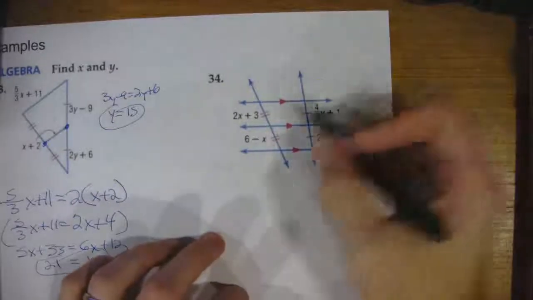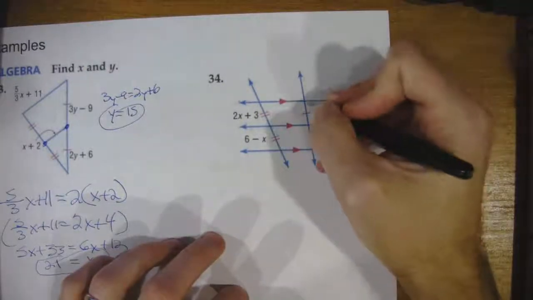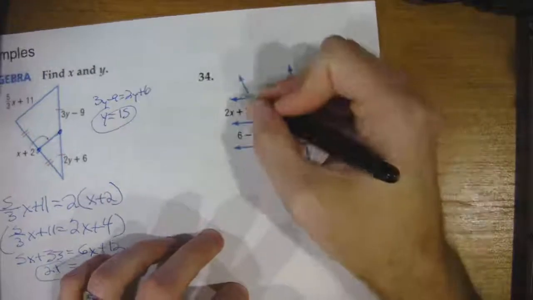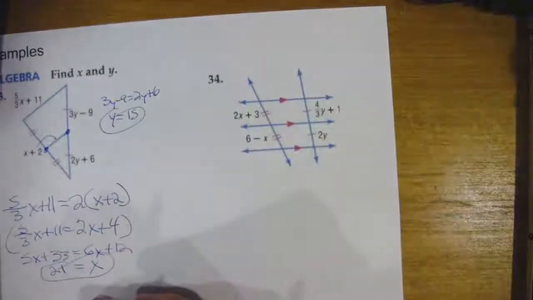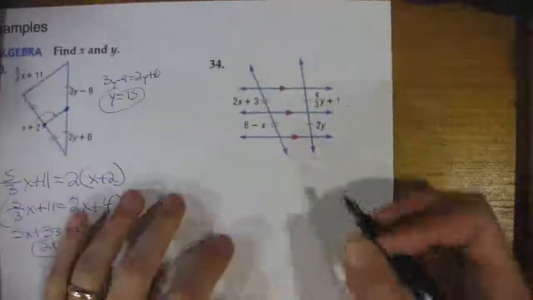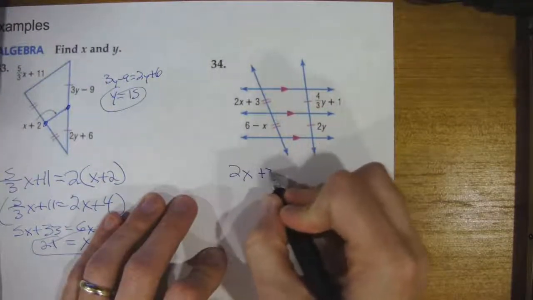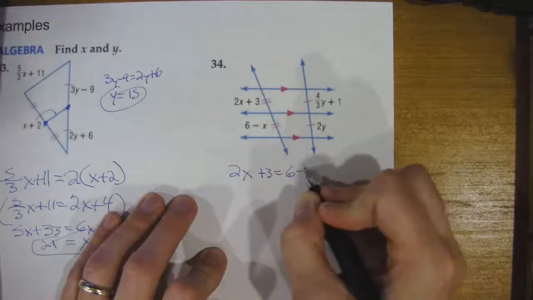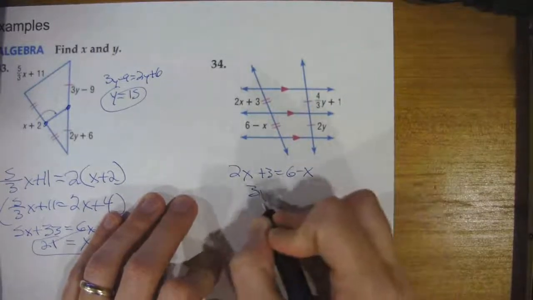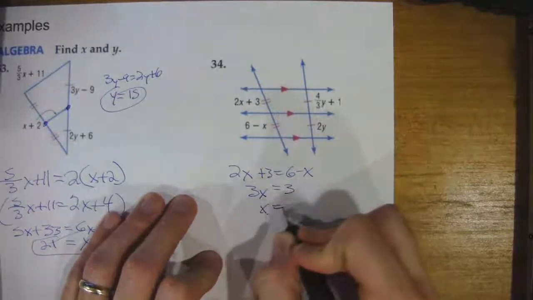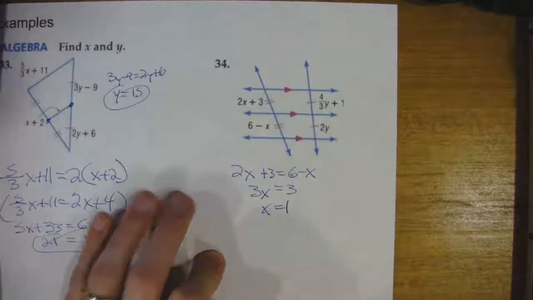Take a look. We've got 3 parallel lines. One has broken it up evenly there, so those segments of that transversal, which means these are also going to be broken up equally. So solving this won't be too big a deal. Let's start on this side. 2x added to 3 should equal 6 subtract x. We'll add x to both sides, so that's 3x. We'll subtract 3 from both sides, that's 3. X is then 1. That was simple.